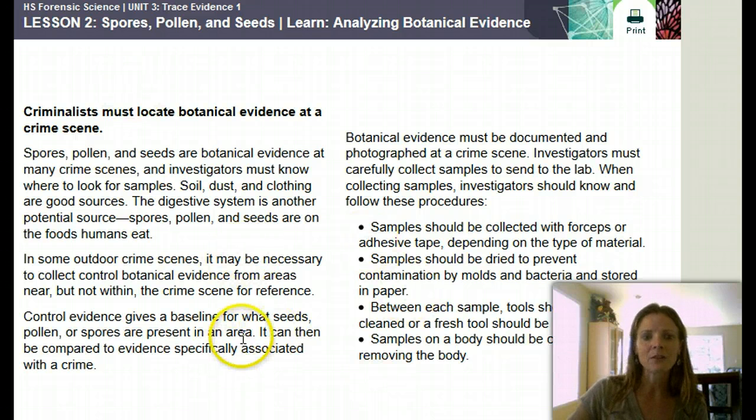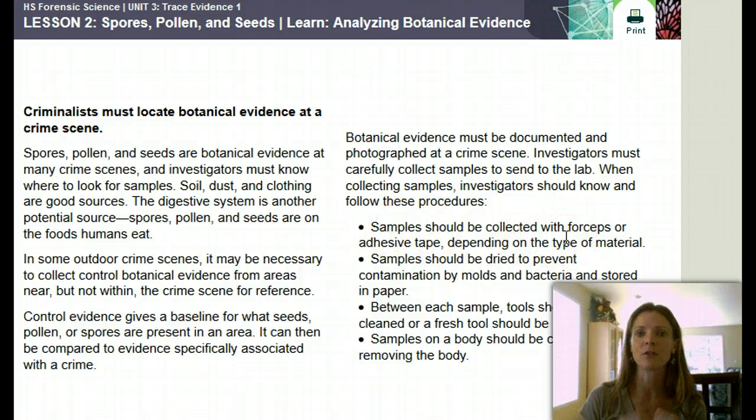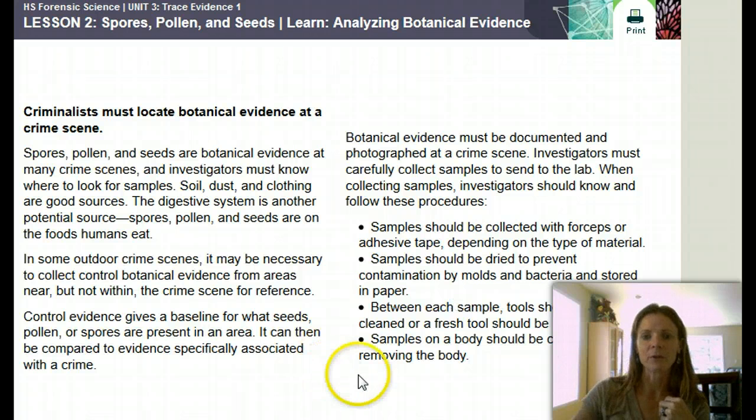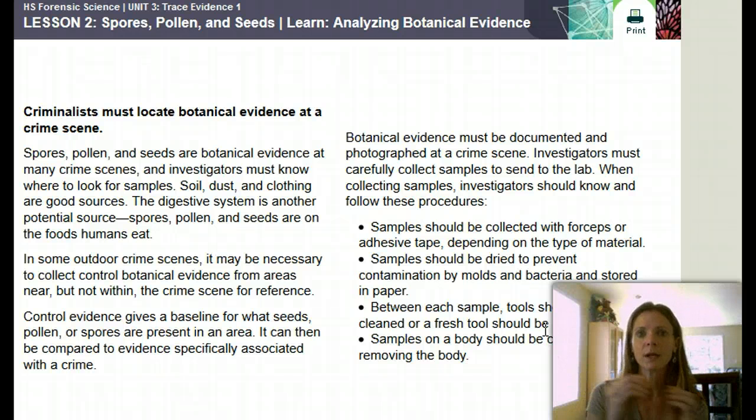So basically this page is telling you a little bit more about how to go about getting those samples. It says it should be collected with forceps or adhesive tape. So if you see some pollen, or you think maybe there are some spores there, you could just use some adhesive tape and get that. And that obviously is going to have some great evidence on there. They should be dried to prevent contamination by molds, because there's still some moisture within there. It says between each sample, tools should either be cleaned or a fresh tool should be used. That way you're not contaminating one pollen sample with another. And then samples on a body should be collected prior to removing the body.